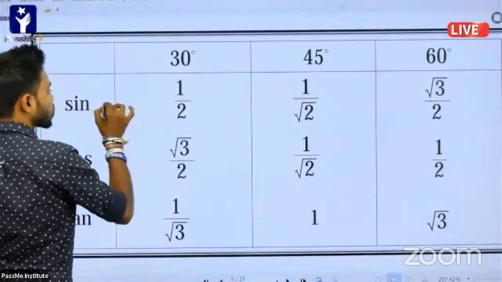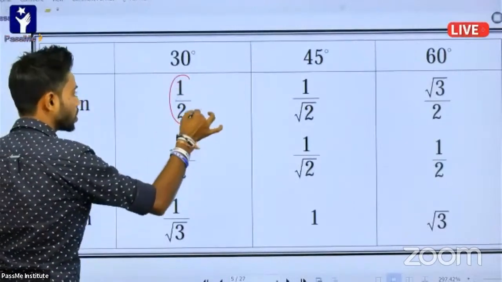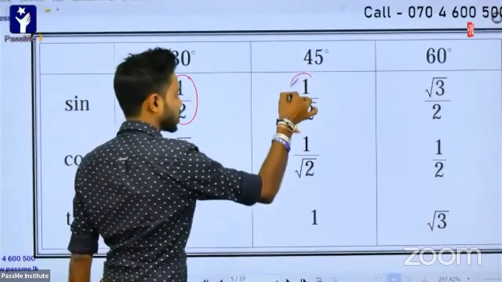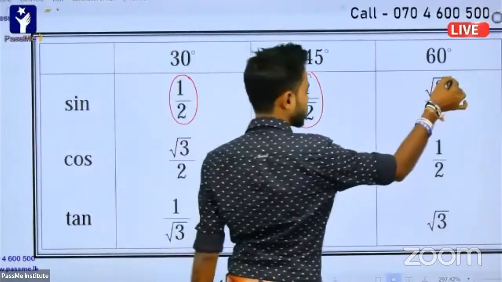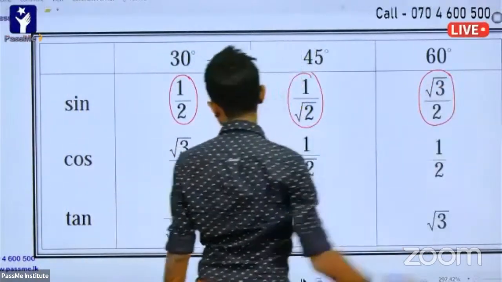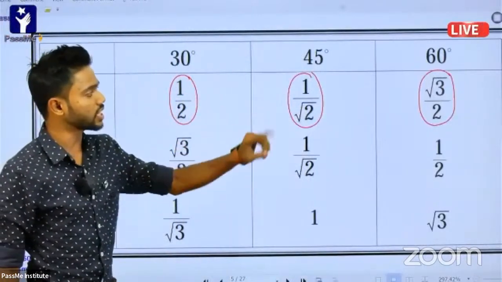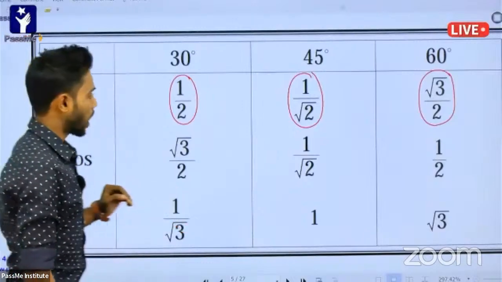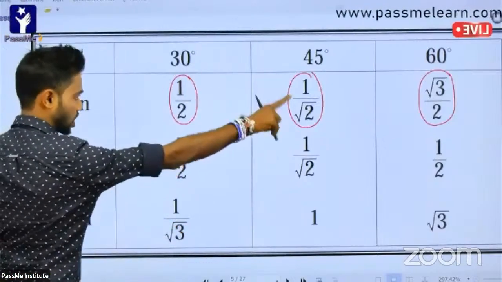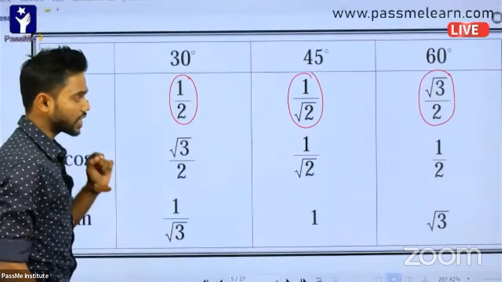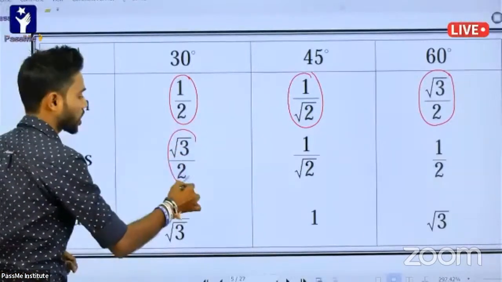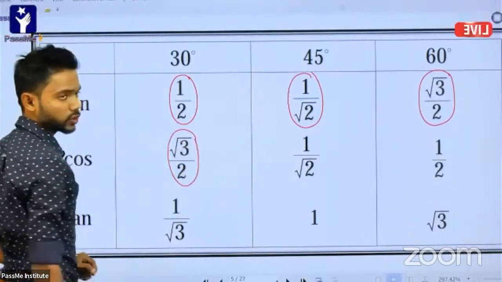So you have to first remember these three values: sine 30, sine 45 and sine 60. Sine 30 is half, sine 45 is 1 over root 2 and sine 60 is root 3 over 2. Now, if you know sine 60, that is equal to cos 30. So you can see root 3 over 2, root 3 over 2.